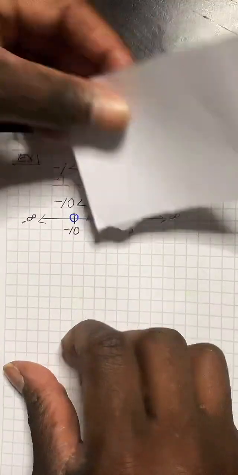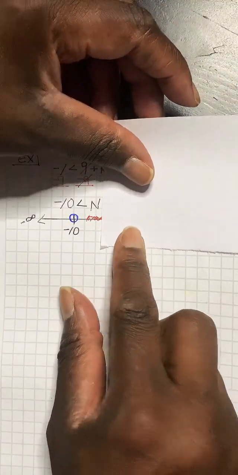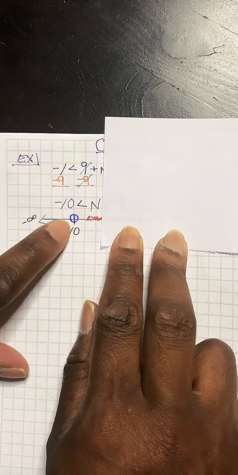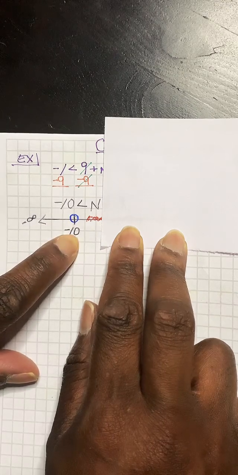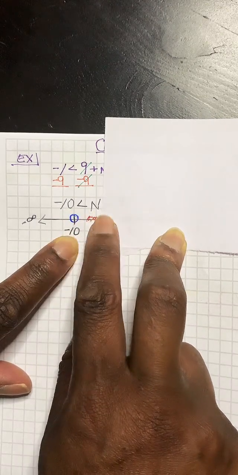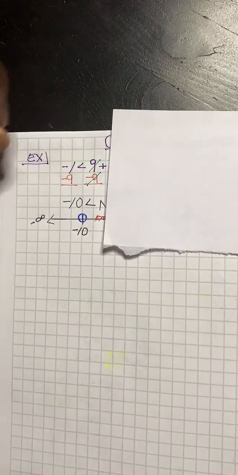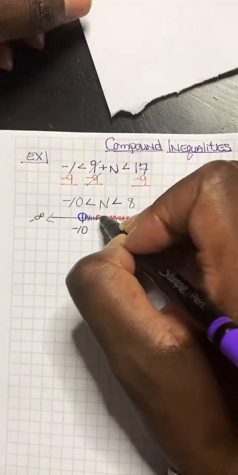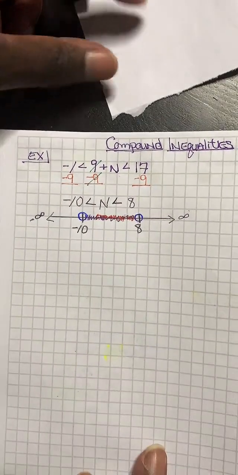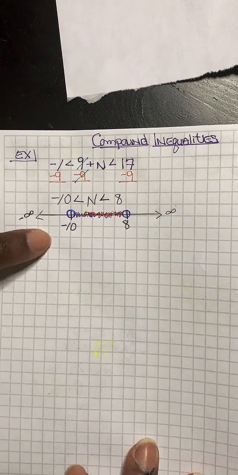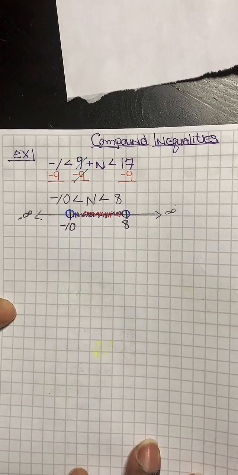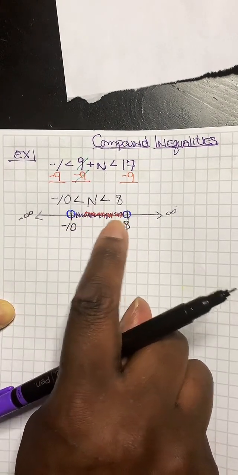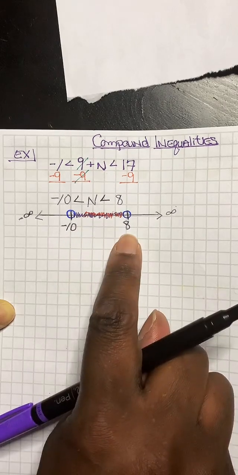Now if I swing to the other side, we're saying negative 10 is less than n. So that means negative 10 is the absolute lowest you can go. So all the numbers are going to be greater than that. So that's going to be shading this way. With compound inequalities, this is considered an AND statement. So both of those inequalities, all your true solutions are going to be in between negative 10 and positive 8.